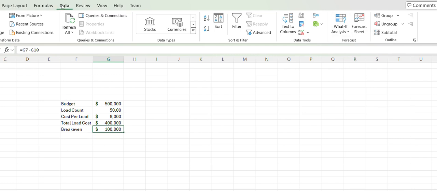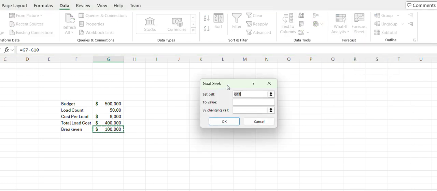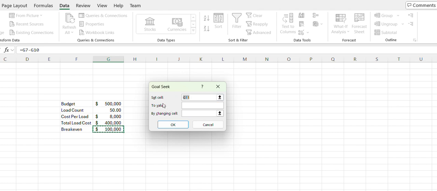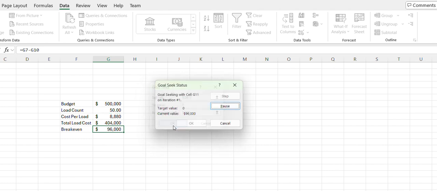So again, you go into the data ribbon, What-If Analysis, Goal Seek, and here, set cell. So we want to set the break even cell here, which has to have a formulaic basis, right? It can't be a fixed number, right? So G11, we're going to set it to 0 because we're checking our break even point, and we are going to basically arrive at 0 by changing our cost per load. Hit OK.